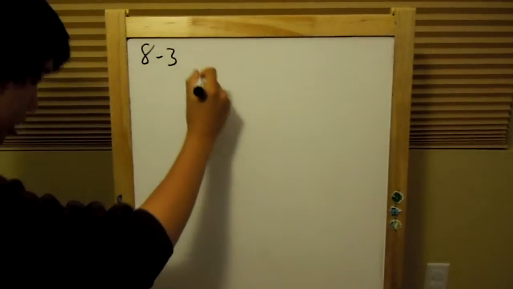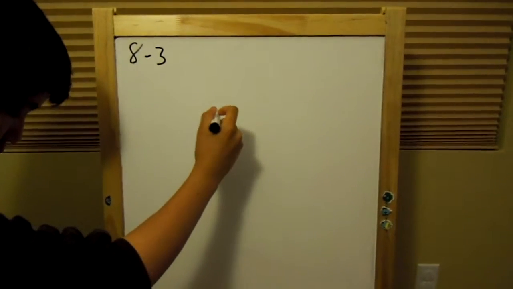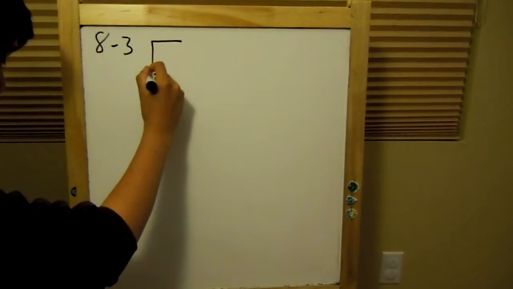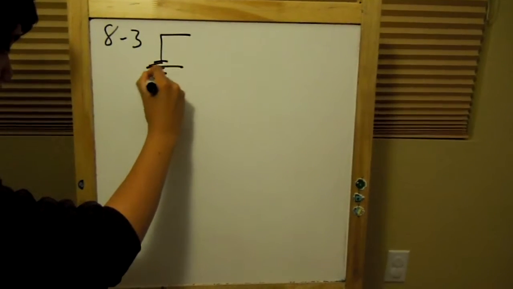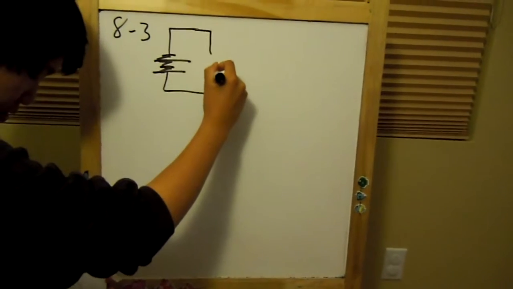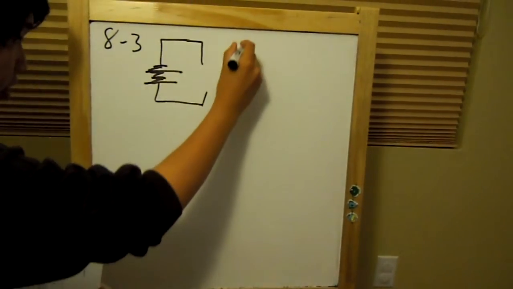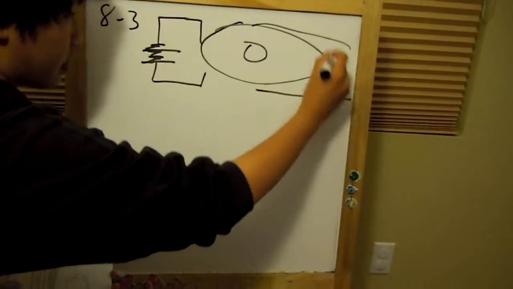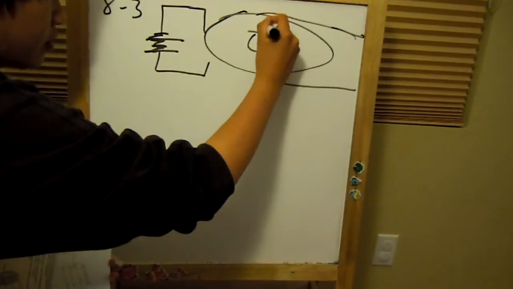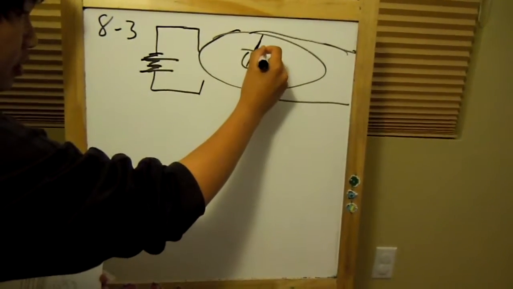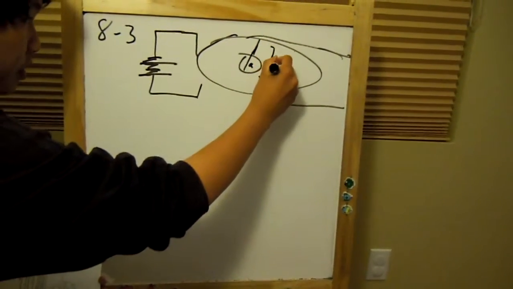Okay, so problem 8.3 is basically a system like this. We have a battery right here. We have a coaxial cylinder that kind of looks like that, with the lengths of A and B respectively. A and this thing is B.